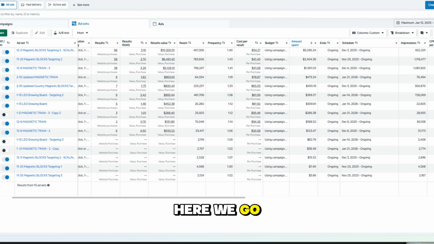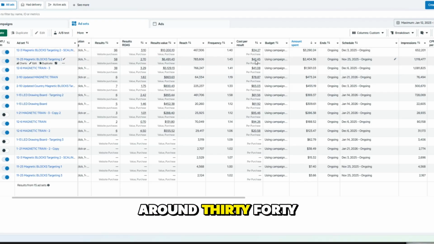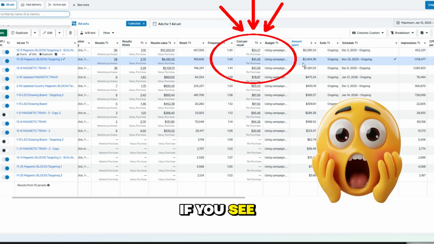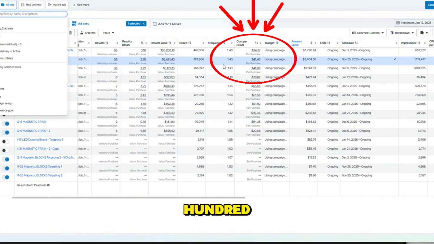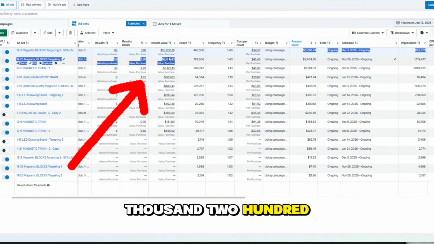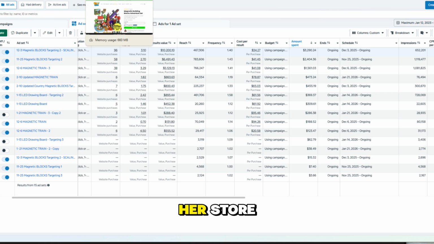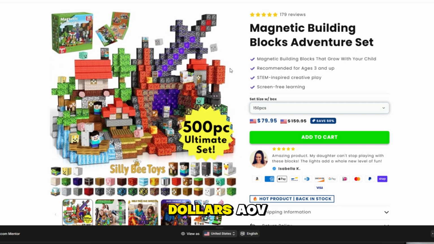All right, you guys, here we go. This is Stephanie's ad account. And before we changed anything, she was getting lots of momentum, around $30, $40 cost per purchase. If you see here, she spent $2,400 and made over $6,400. She spent $3,200 and made a little over $10,000 in sales. So she's got extremely high profit margins with her store, around a little over $100 AOV.